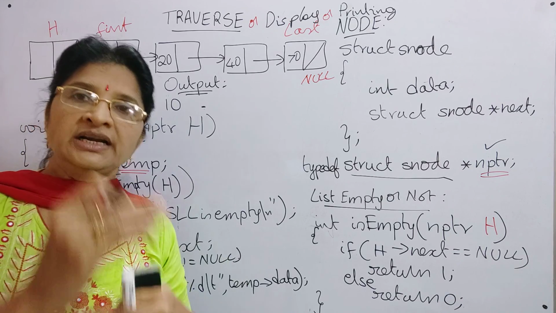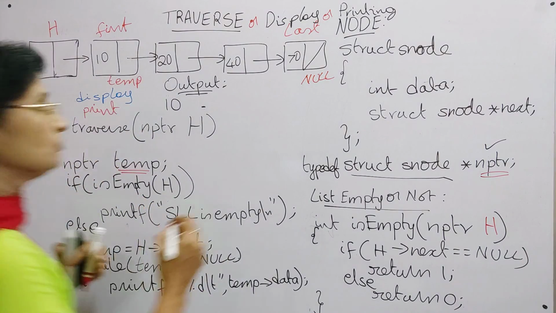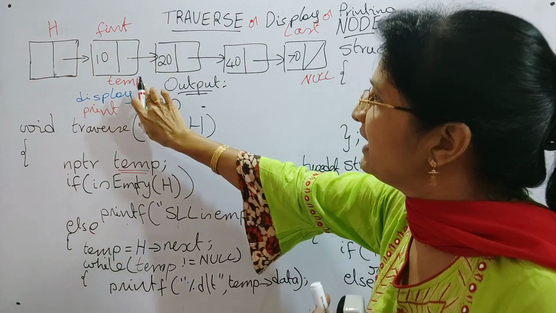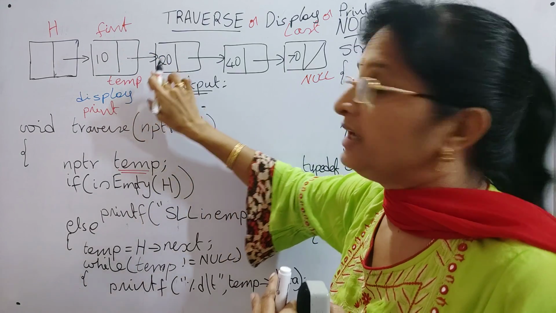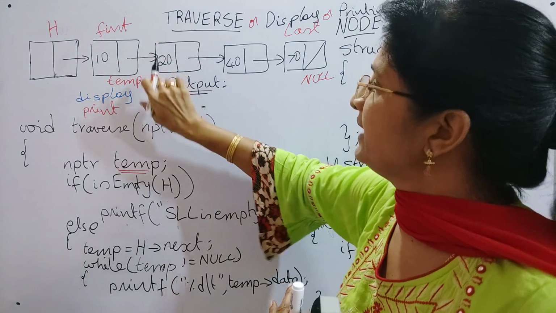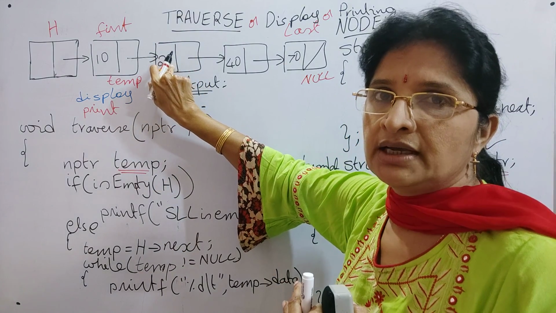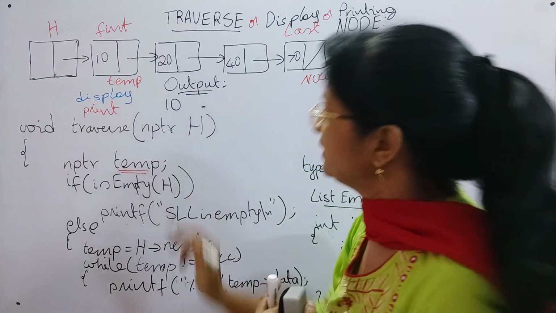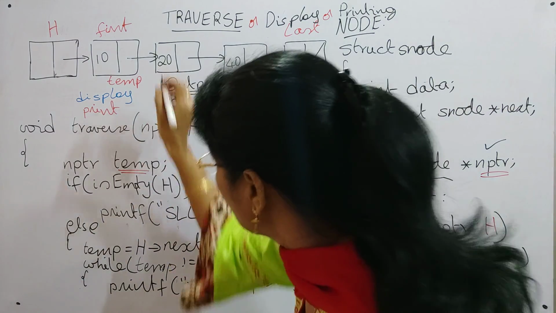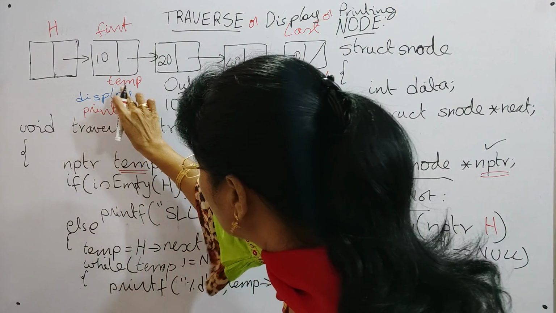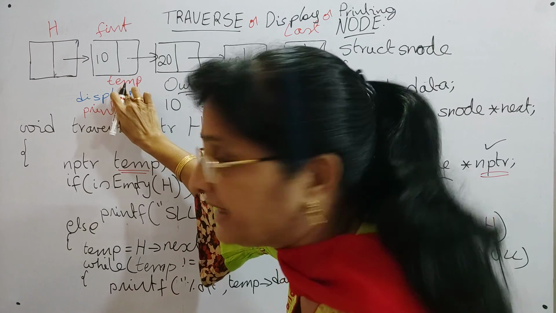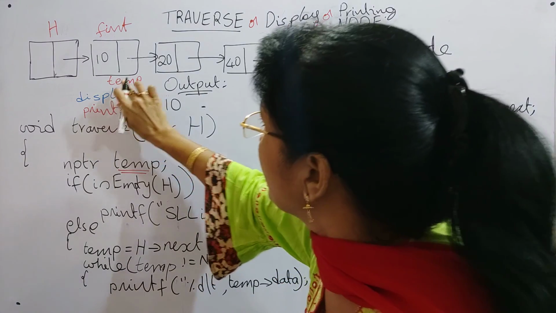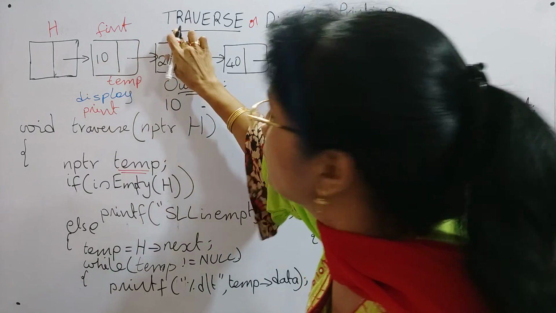If I want to print the data value of the second node, what do I have to do? At present, where is my temp? It is at the first node. If my temp is at the second node, then I can print the value of the second node. So what I will do is traverse, that is, move my temp pointer from the first node to the second node.